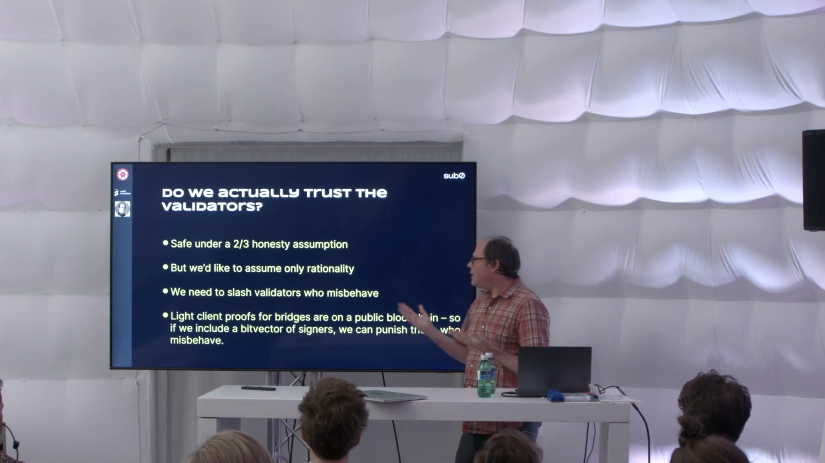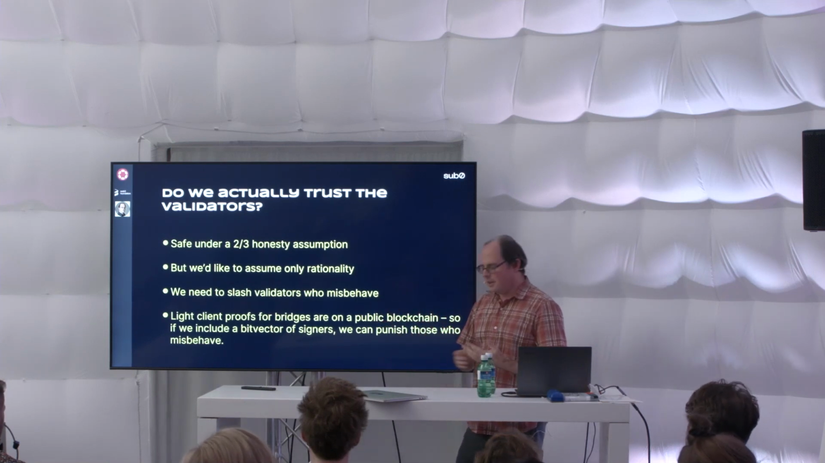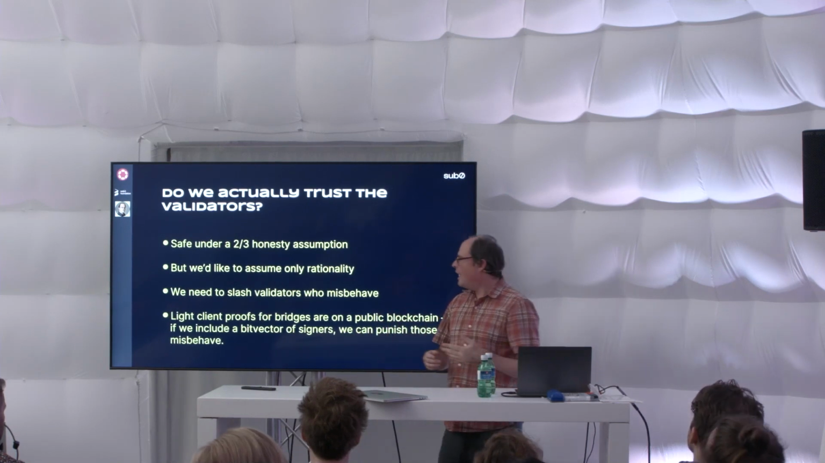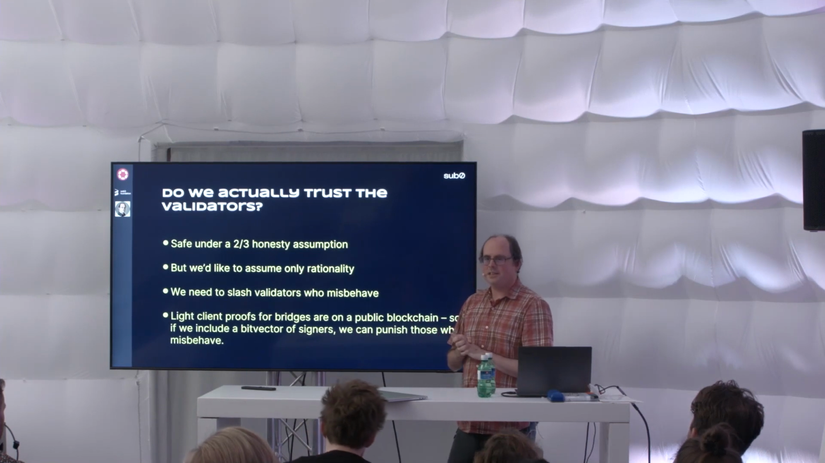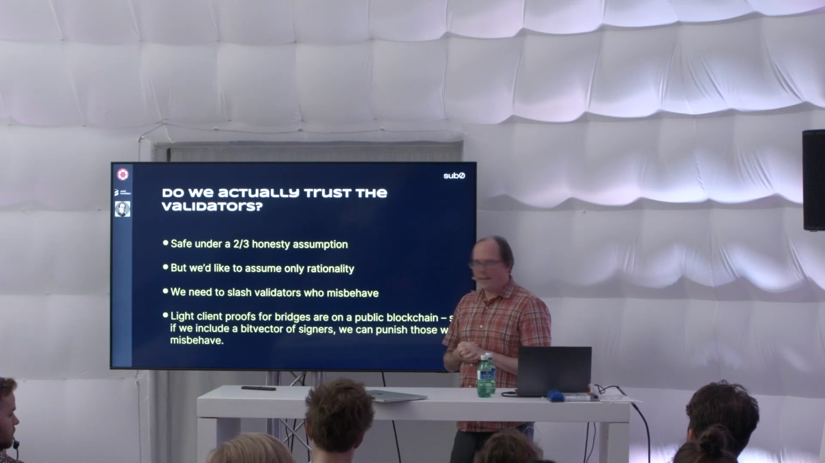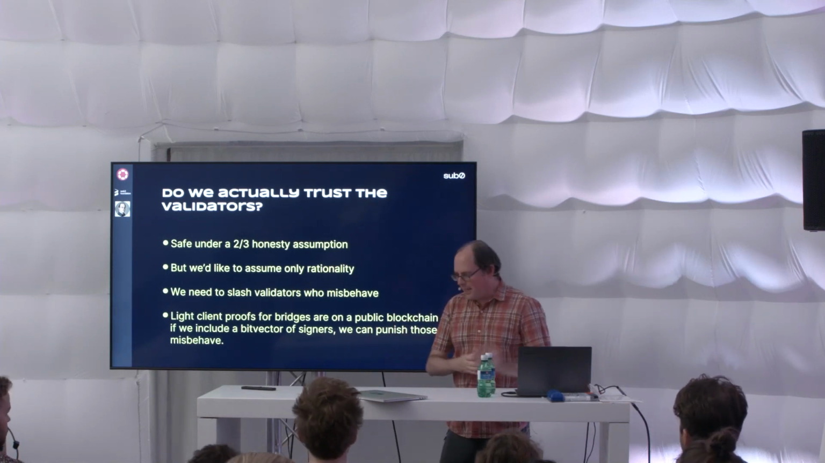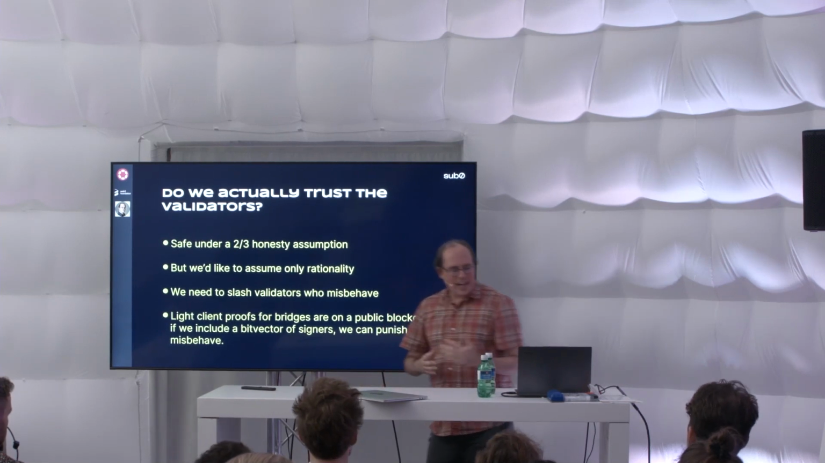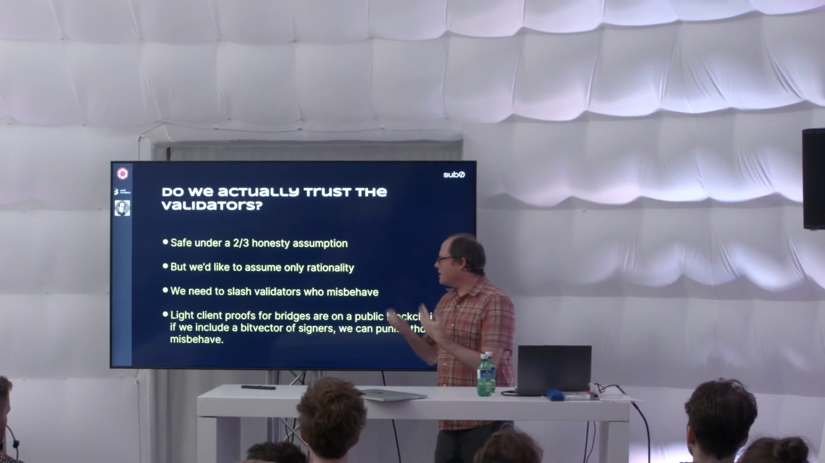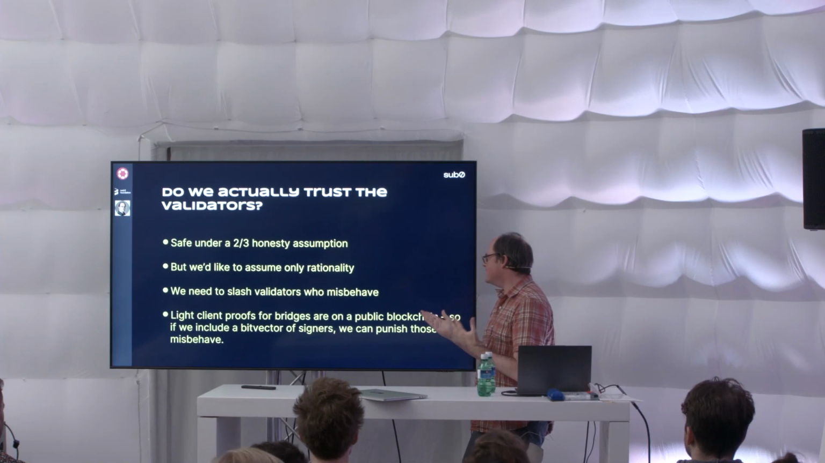Now, most of the time, 2/3 honesty is fine. And to be honest, if I'm just trying to check my balance on my wallet, I'm fine trusting 2/3 of validators. It's a lot better than just trusting Emperor, right? But if I have a bridge that billions could be stolen from, now I'd really like not to trust these guys anymore. We'd like to assume that our stakers are rational instead. And to do that, we have to slash these guys who misbehave.